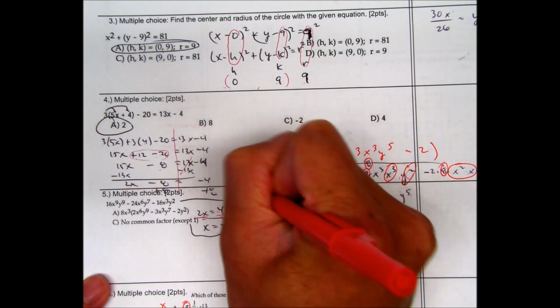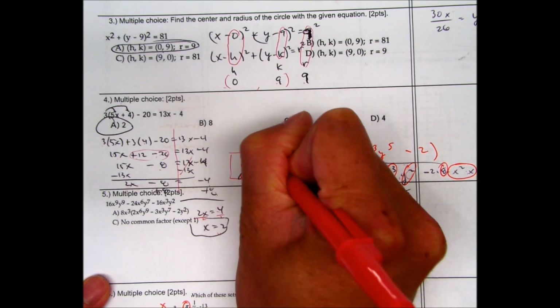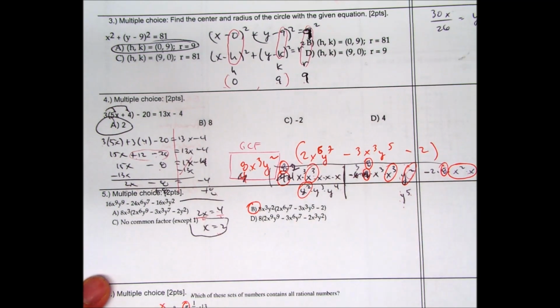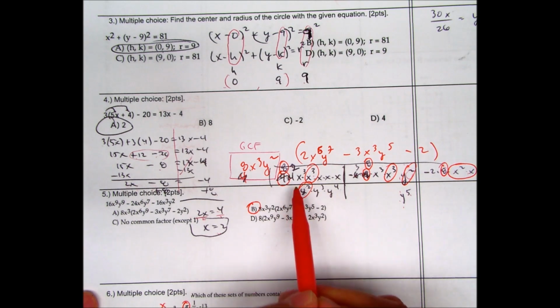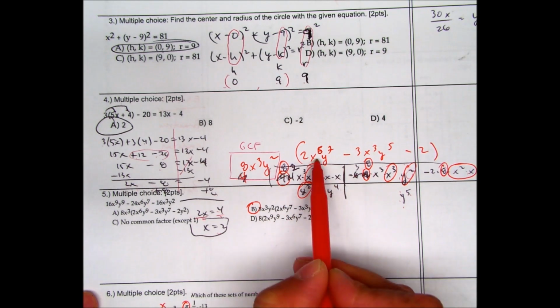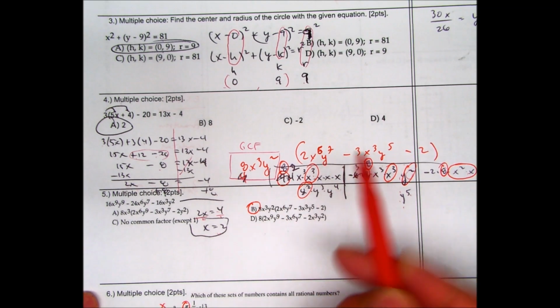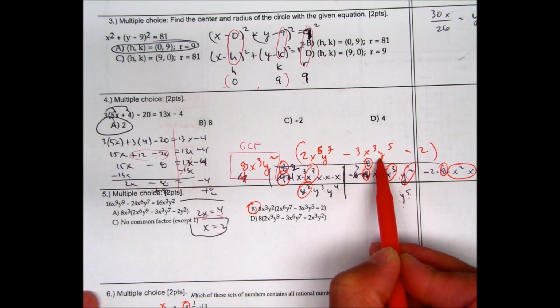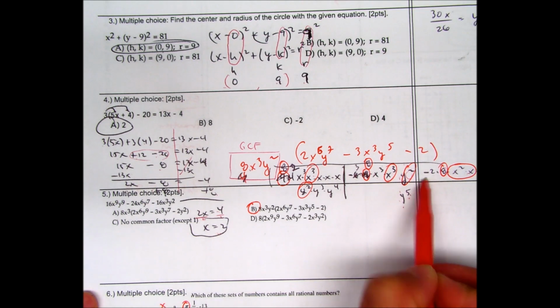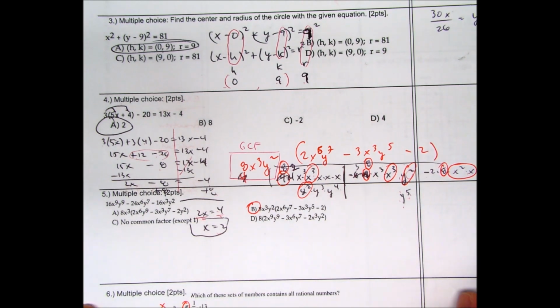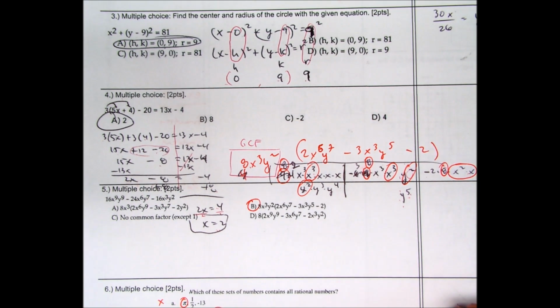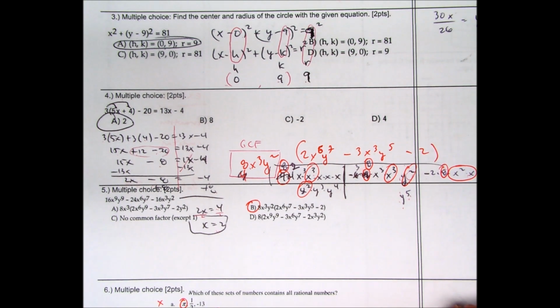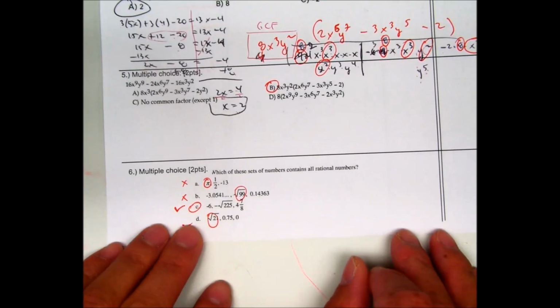So here, this is called my greatest common factor. And then what I don't circle, I'm going to write inside. So I have a 2x to the 6th, y to the 7th. And then negative 3x to the 3rd, y to the 5th. And then you have that negative 2 here. And that would be choice B. Remember, you don't have to show all your work for multiple choice to get full credit, but you shouldn't leave us suspicious of what you're doing there. Question number 6.